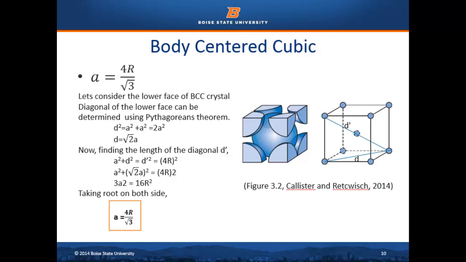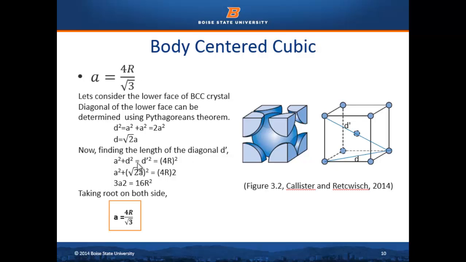First, let's consider the lower face of the cube and its diagonal D. We can find the diagonal of the bottom face by applying the Pythagorean theorem. D square equal a square plus a square equal 2a square. So taking the root on both sides, D equal root 2 a. Now let's find the length of diagonal D dash. As seen in the figure, D dash joins the atom on the upper right corner and the atom on the lower left corner. We can again use the Pythagorean theorem to find this length.